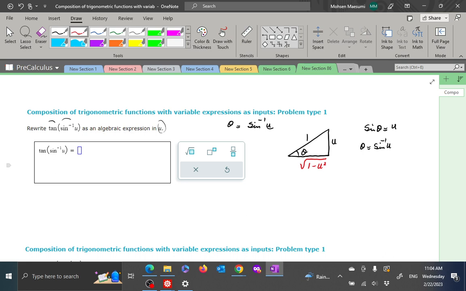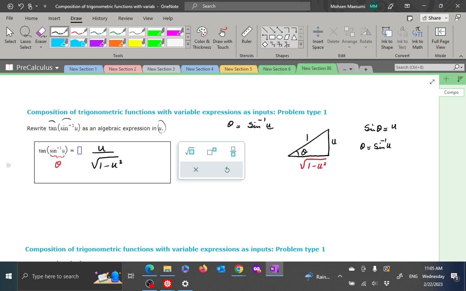Now, what is the question? The question is, what is the tangent of sine inverse of u? Sine inverse of u is that angle theta. This angle theta we are referring to is sine inverse of u. Well, what's its tangent? Its tangent is the ratio of the opposite divided by the adjacent side. So that's what I'm going to write here. Opposite is u, adjacent is radical 1 minus u squared. That's all there is to it.